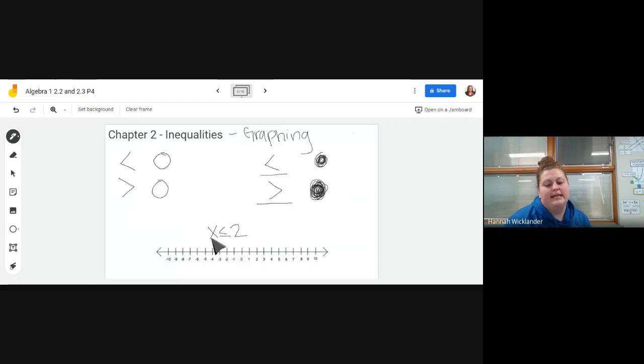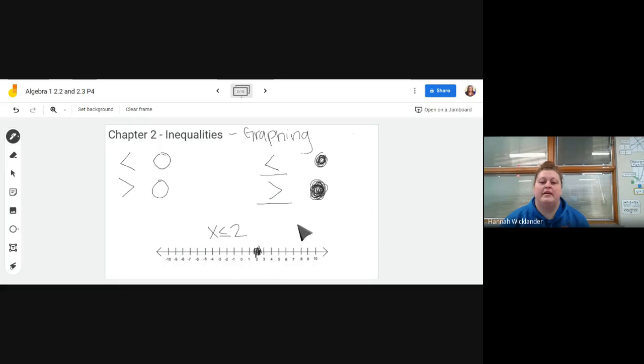So it's saying that x is less than or equal to 2. So I'm going to put my circle on 2, and is it going to be open or closed? What does the sign tell me it needs to be, open or closed? Yes, closed, because it has the line underneath. So I'm going to shade that in because that means we're including 2.